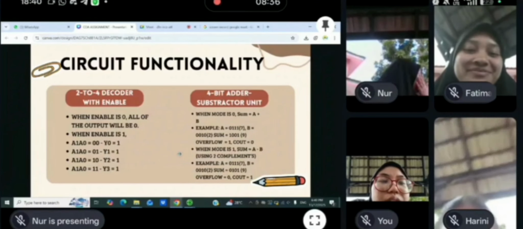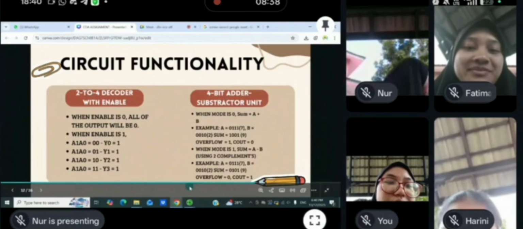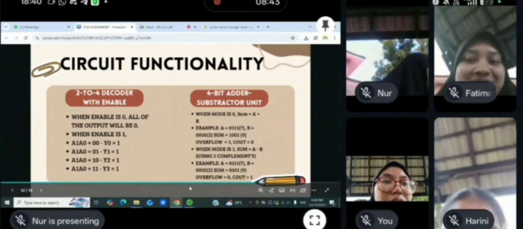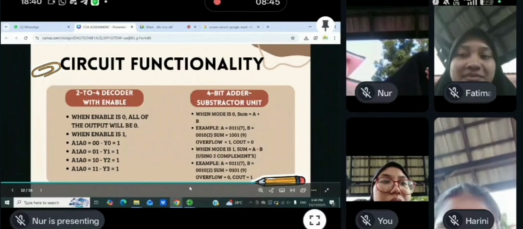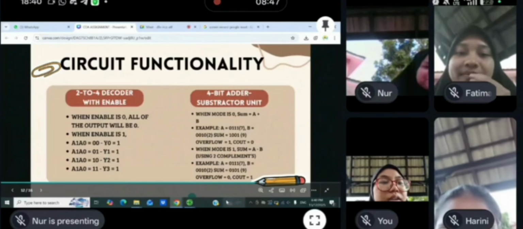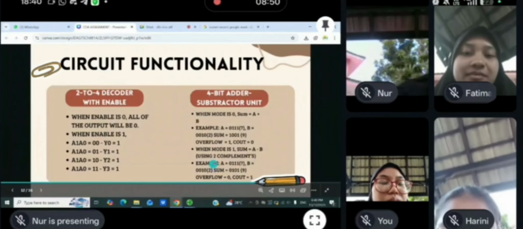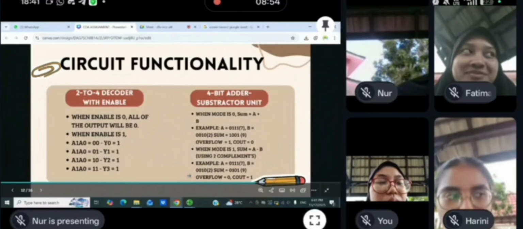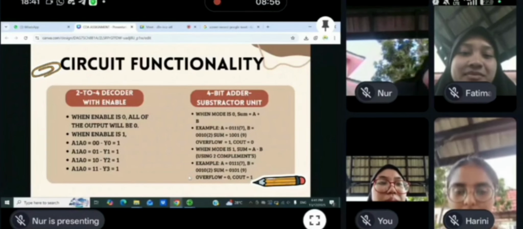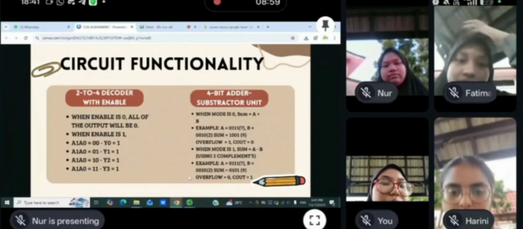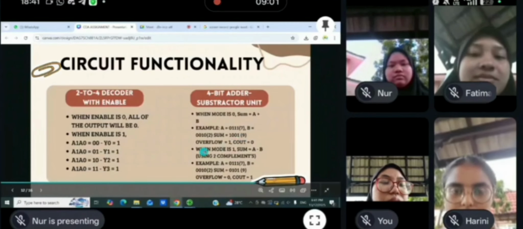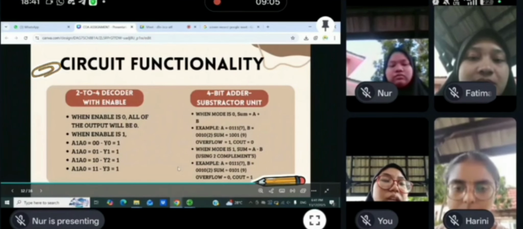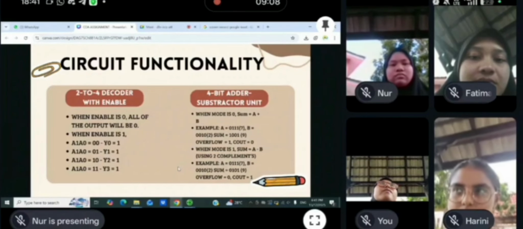And then when the mode is 1, which is set to subtraction, the sum will be A minus B using 2's complement. The example will be the input A is 0, 1, 1, 1, in decimal 7, and the input B will be 0, 0, 1, 0, in decimal 2. The sum will be 0, 1, 0, 1. The overflow will be 0 and the carry out will be 1. Next.